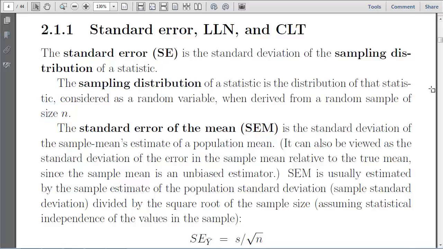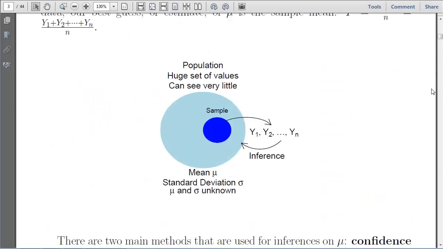Okay, so let's go back up to this diagram. Imagine the scenario where we've got this population, light blue. We draw a sample, which is the dark blue. From our sample, we calculate a statistic. Let's say we calculate the mean, so we calculate y bar.